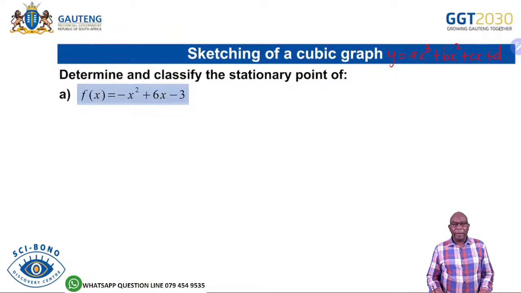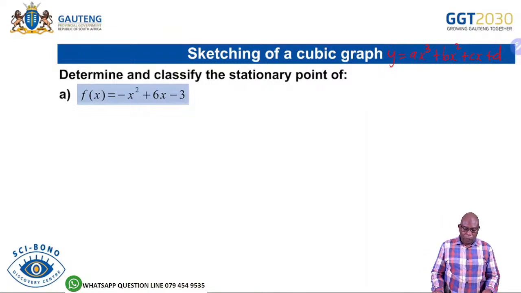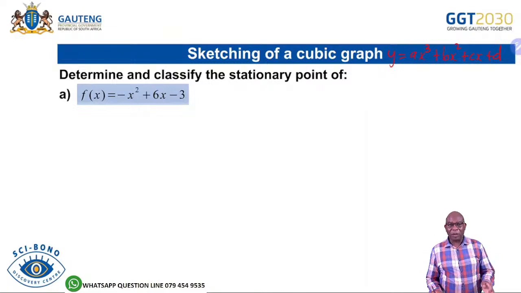So the a tells us the shape of that graph. The d is the y-intercept of that graph. Remember, this graph will have one and only one y-intercept. So we cannot have two y-intercepts on this graph. And the maximum number of x-intercepts will be 3 because it's cubic. So the maximum number will be 3.